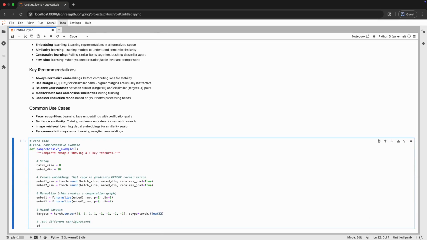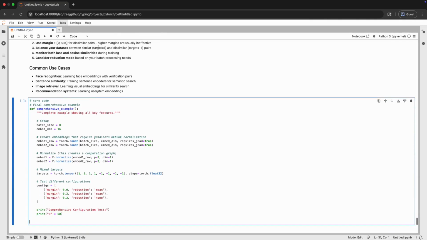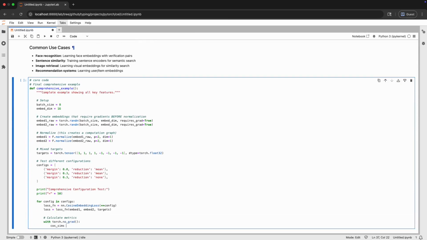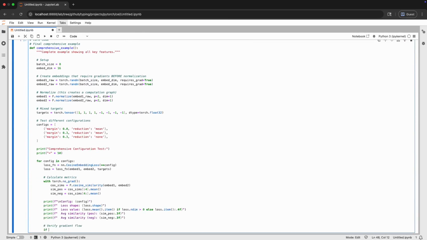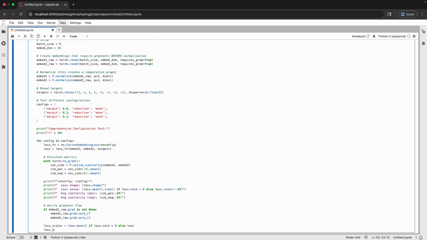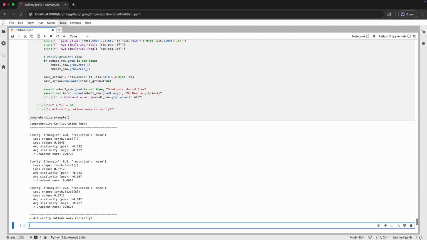I'll create normalized embeddings with mixed targets, test different configurations, including various margins and reduction modes, and verify that gradients flow correctly through the network. Excellent, all configurations work perfectly. We've tested different margin values and reduction modes, confirming that the loss behaves as expected in each case. The gradients flow correctly without any NaN values, showing that our setup is numerically stable. This comprehensive test validates everything we've learned about cosine embedding loss.